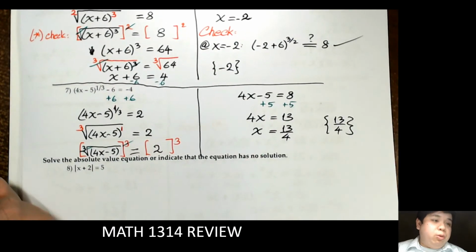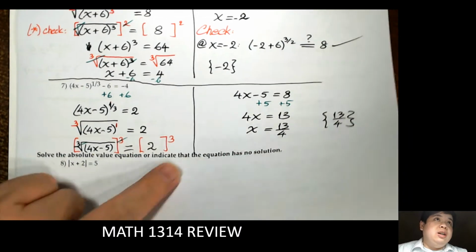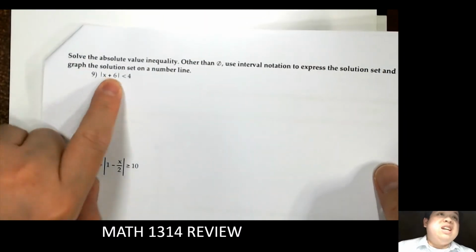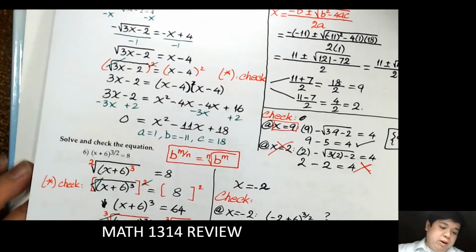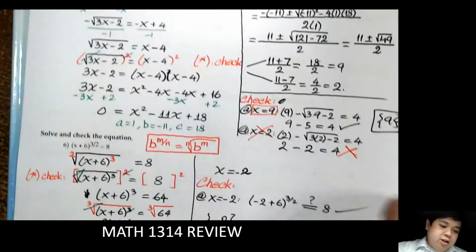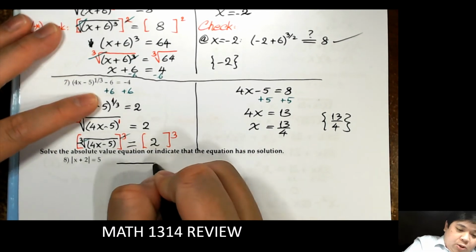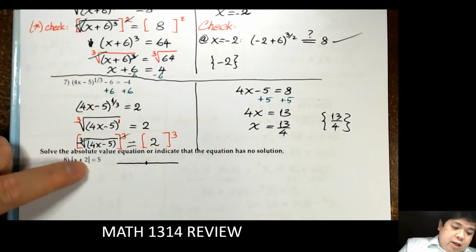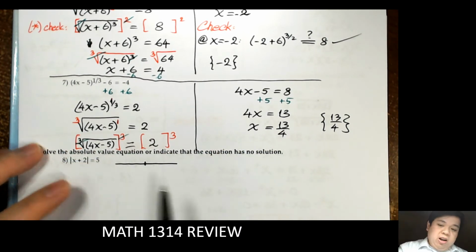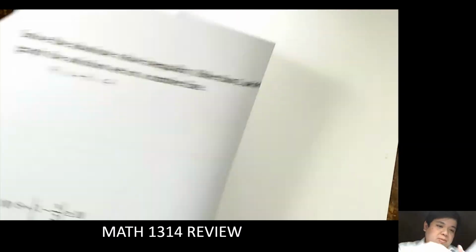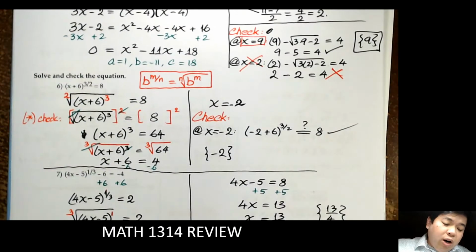The next 3 problems are absolute value equations. So this one has the equal sign, this one has the less than, and this one has the greater than or equal to. Right, so equal to first. The right hand side must be a positive number. So here we have 5, which is good. The next one, 4, and then maybe this one too.